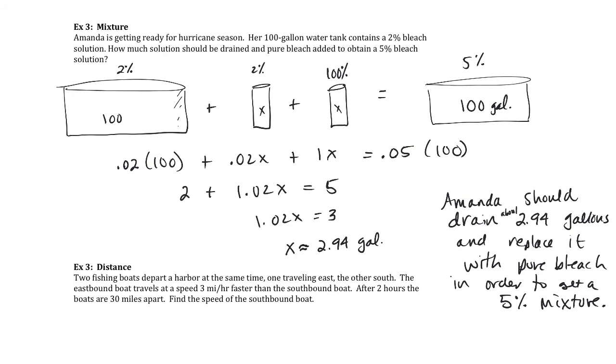About. Okay, and there's one thing I forgot to do. Can you spot it? Forgot to define my variables. Let x equal gallons to be drained.